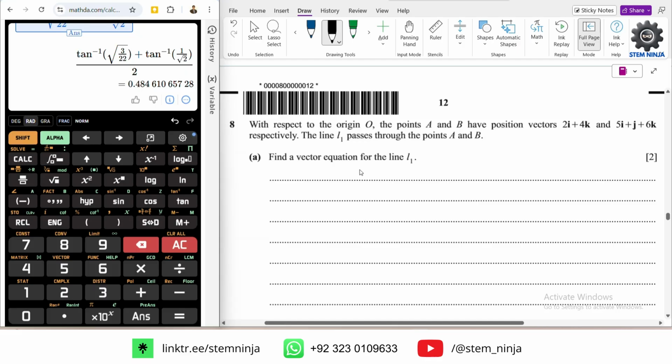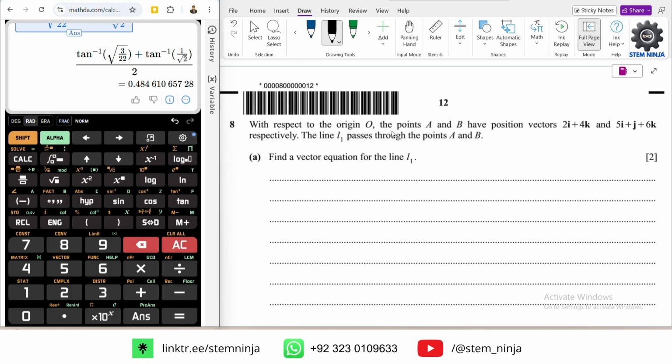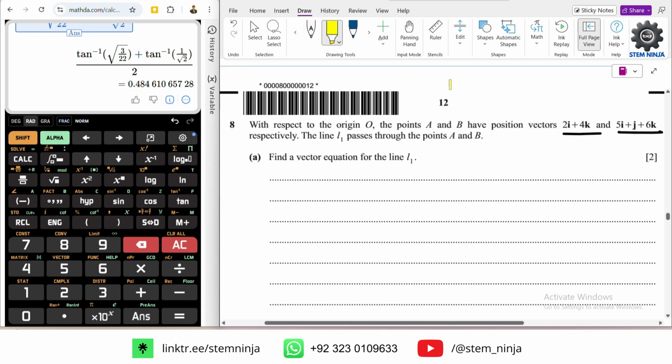Question number 8. With respect to the origin O, the points A and B have position vectors, these. The line L1 passes through points A and B. Find the vector equation for the line L1.